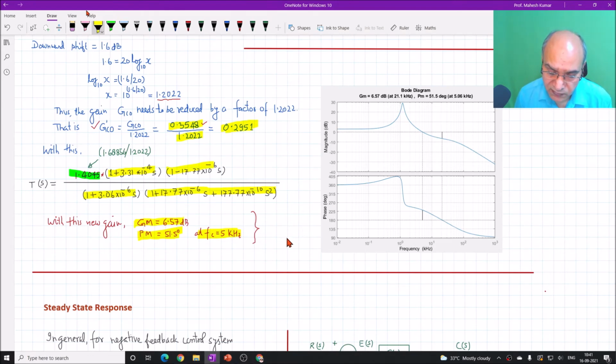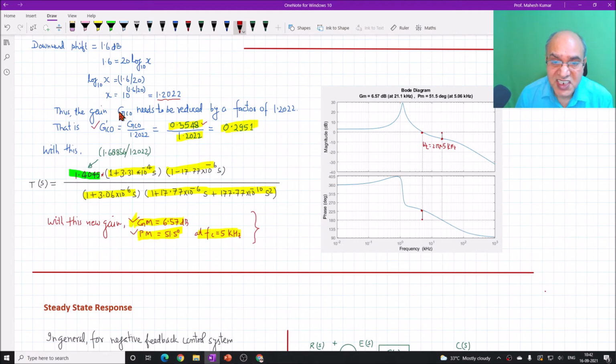So we have stabilized with the help of the lead compensator and adjusting the gain of the lead compensator so that we get the positive gain margin and the positive phase margin. The system is stable as a whole. These are the new values of the gain margin and the phase margin. This is the crossover frequency, omega c is equal to 2 pi into 5 kHz. This gives us the desired dynamic characteristic of the controller for the boost converter.